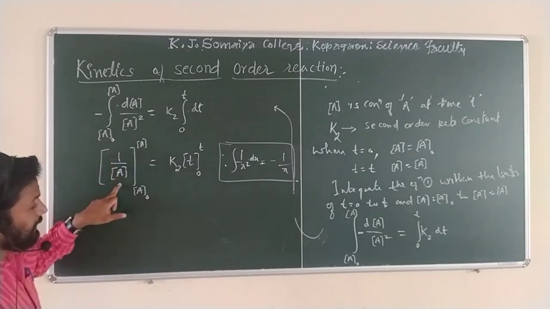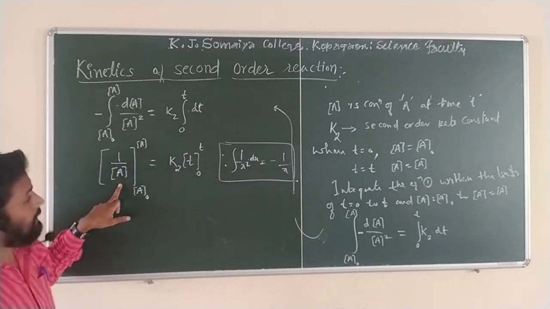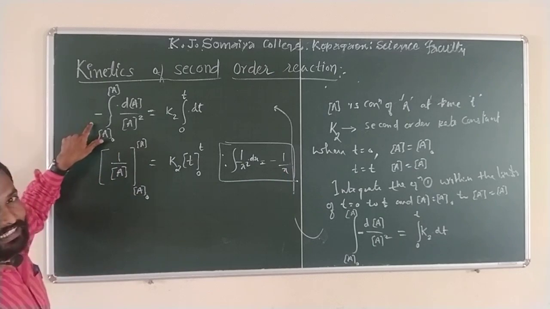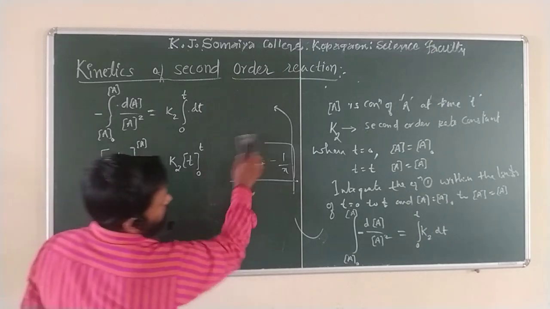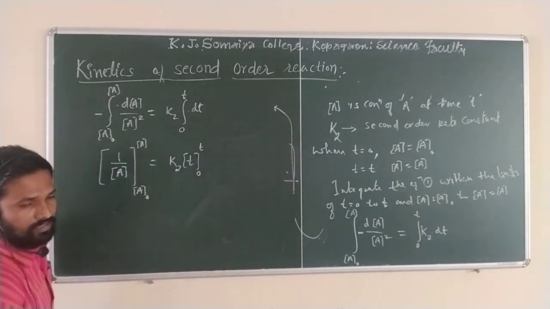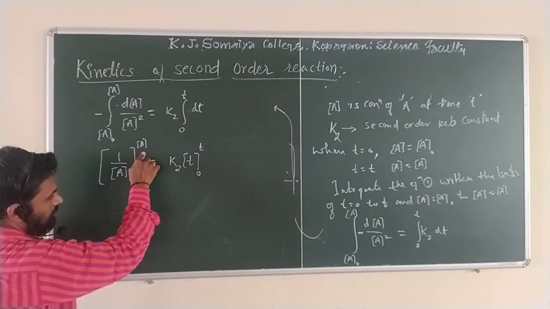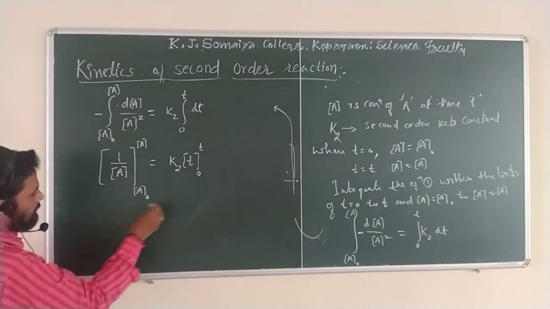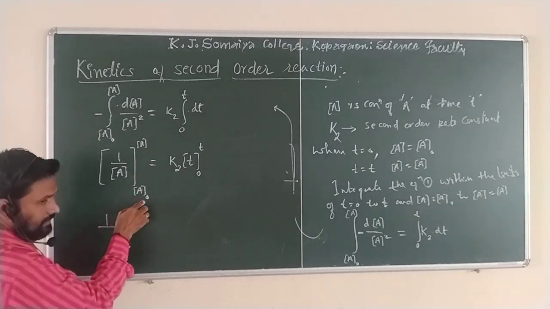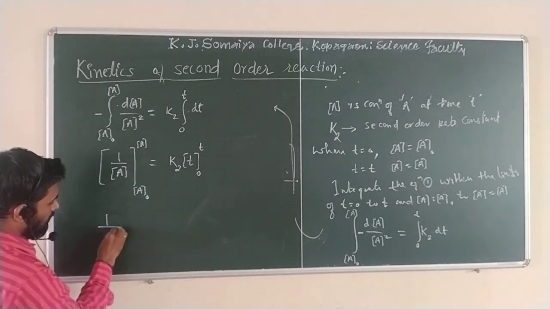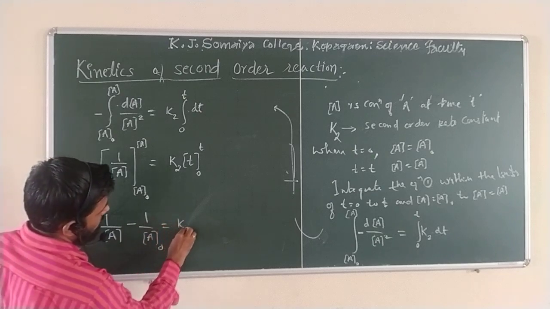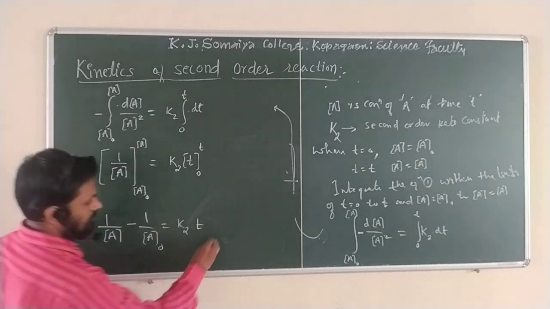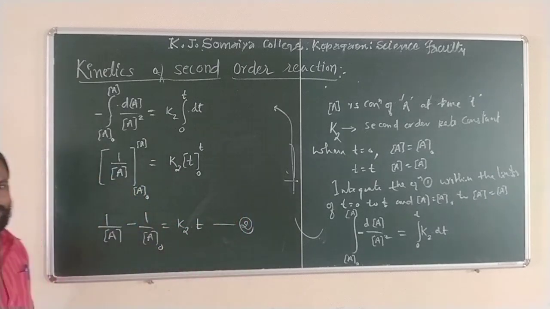This minus 1 upon x is nothing but minus 1 upon A, but actually there is a minus sign outside the integration, so minus minus becomes positive. We have to understand that very simply. Okay, so now we get 1 upon A, with limits A0 concentration. Now this will be simplified: you subtract the lower limit from the upper limit, so you get 1 upon A minus 1 upon A0 is equal to K2 t. Say this is equation number 2.